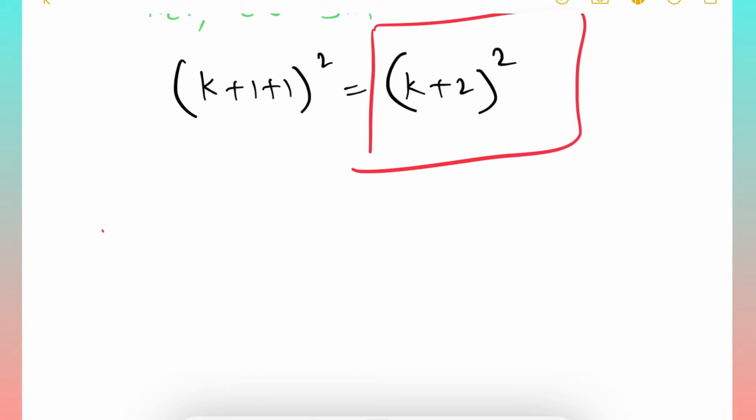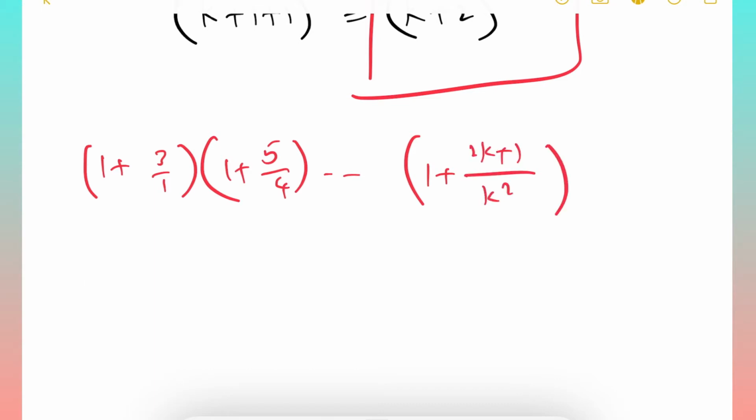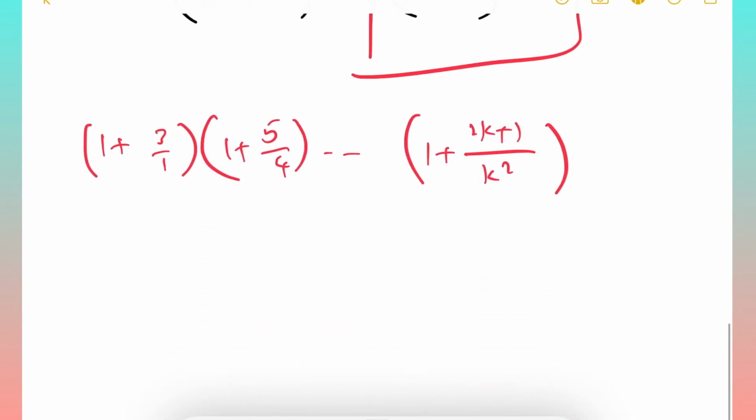1 plus 3 by 1 into 1 plus 5 by 4 into and so on into 1 plus 2k plus 1 divided by k square. This second step as it is I wrote here. Now into next term we need to create in this. So here if you observe, here 1 only, here also 1 only, so that first number is 1 only every time. So 1 as usual plus.